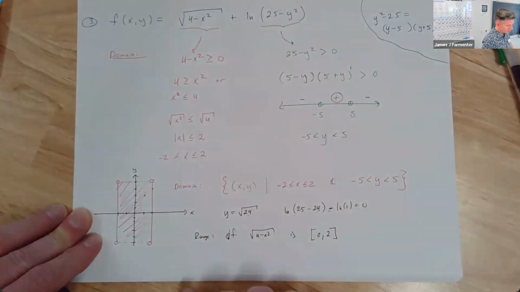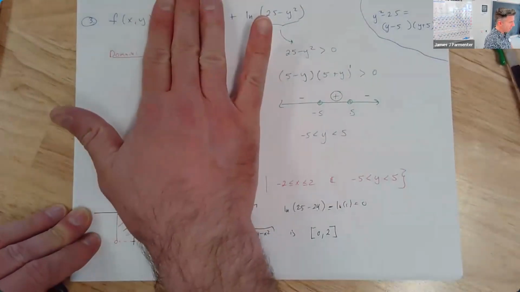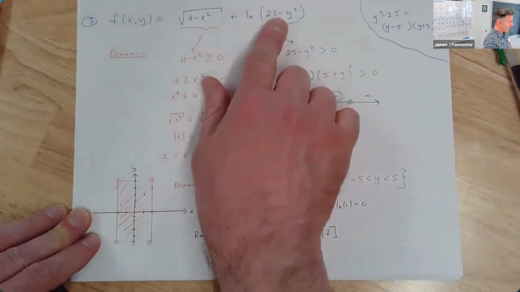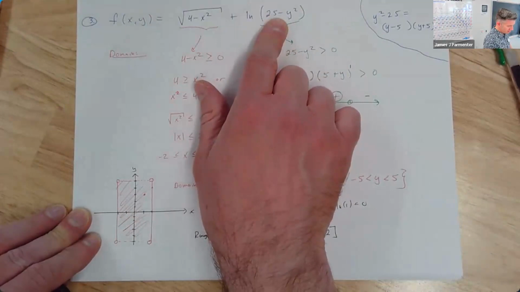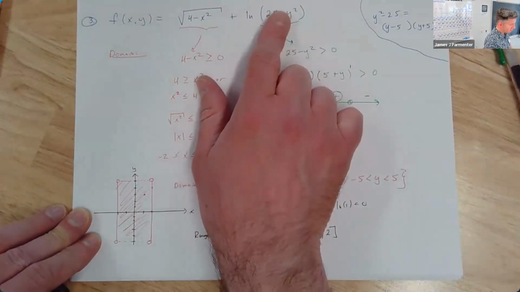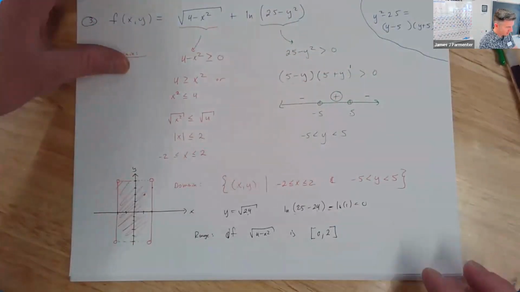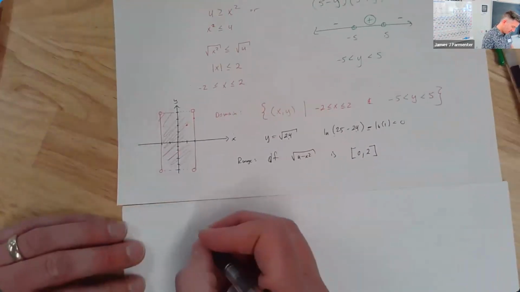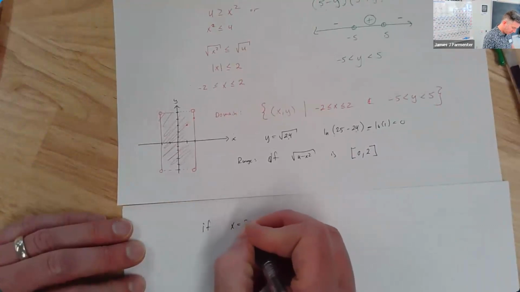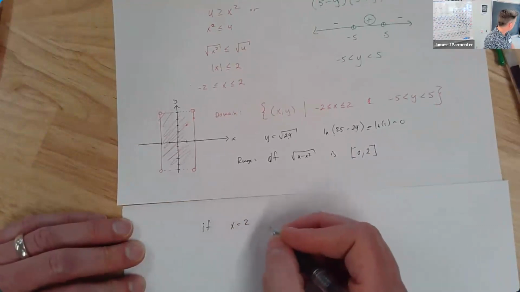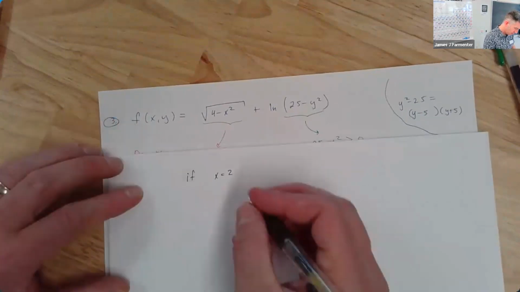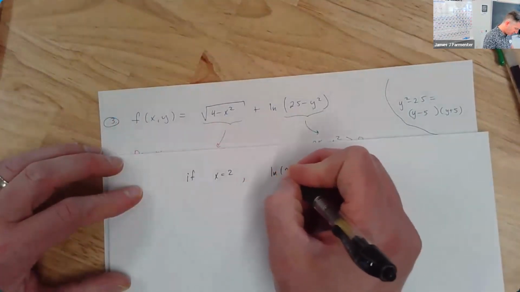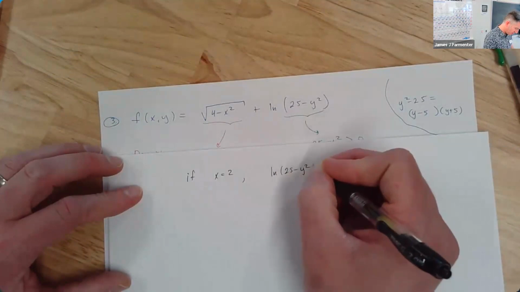Okay, so now the same sort of question here. If I make this go away for a moment, what's that doing? That's a harder question to answer. Well, of course, I'm running out of paper here. So we go down here. So if I set x equal to 2 for a moment, so that the square root of 4 minus x squared is 0, what's the natural log of 25 minus y squared going to do?